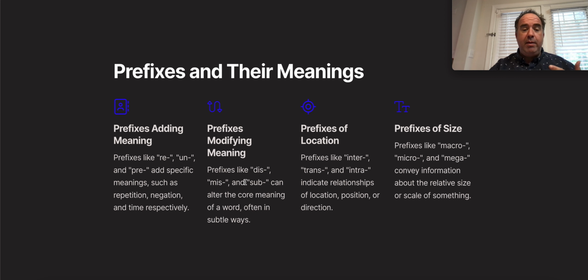If it's modifying the meaning, so dis, mis, and sub can alter the core words, often in subtle ways, like disprove, not prove, misunderstand, not understand. Sub basement, below the basement. How is that possible? I don't know. Sub usually means under. Prefixes of locations, inter, trans, and intra indicate relationships of locations.